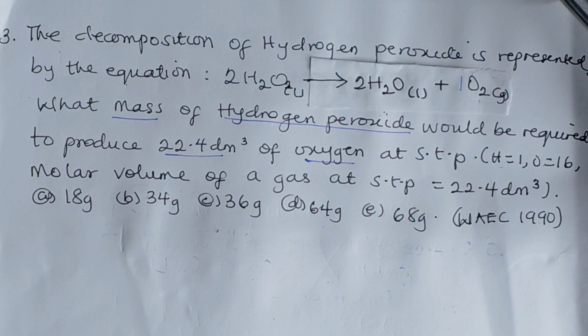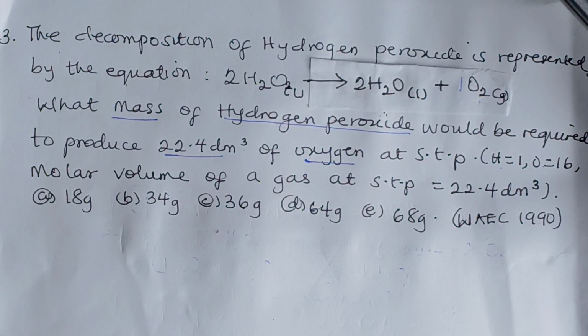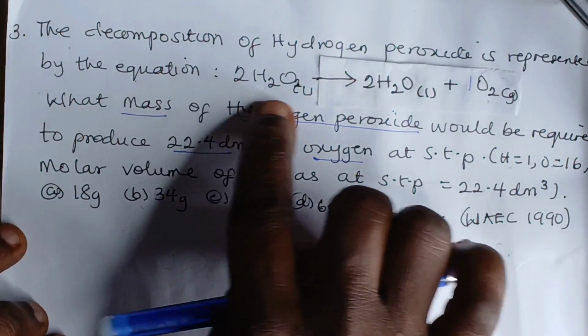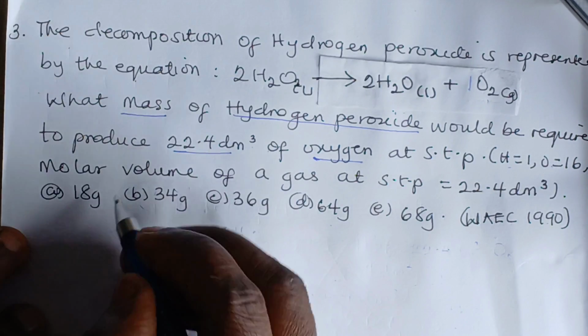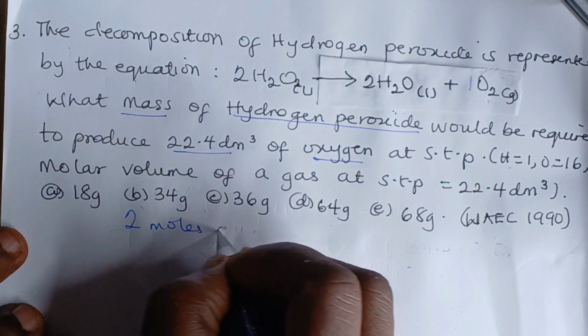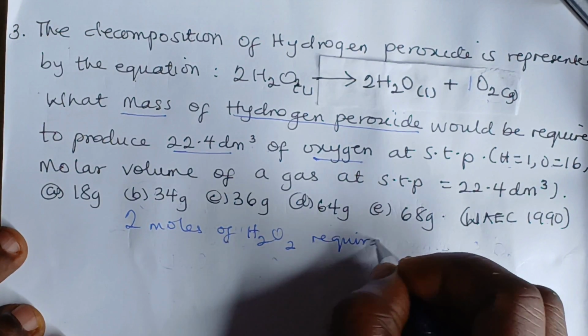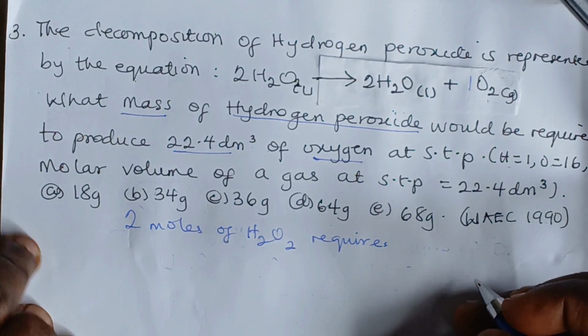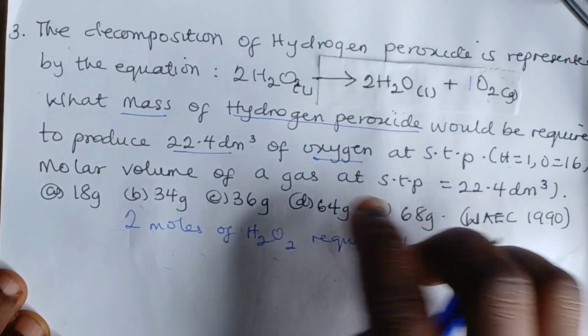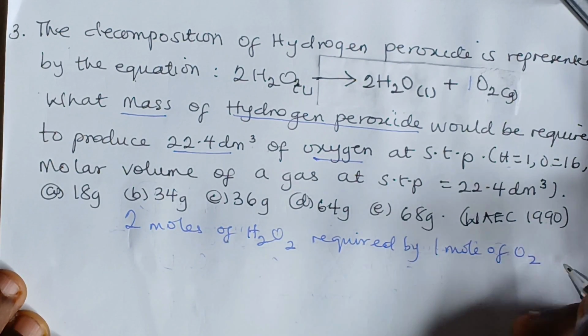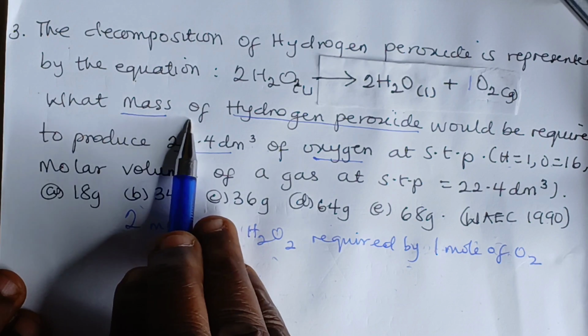So what we need to do, if you are working with questions that have an equation of reaction, you will get the established fact or the first line from the equation of reaction. Then the second line will be from the question itself. So from this equation of reaction, we can see that 2 moles of hydrogen peroxide is required by how many moles of oxygen? 1 mole of oxygen. But the question is asking us for mass of hydrogen peroxide.